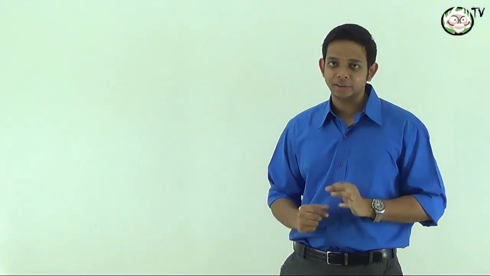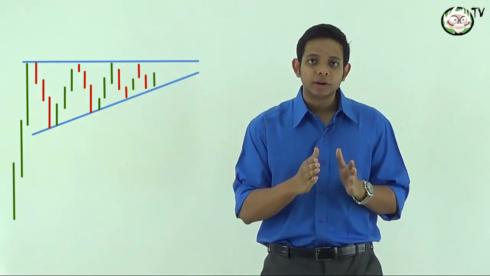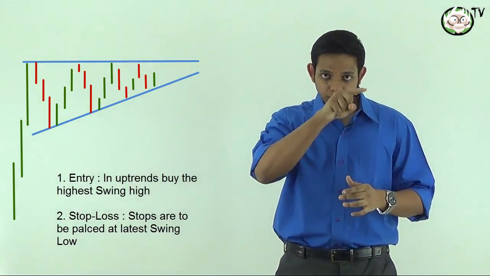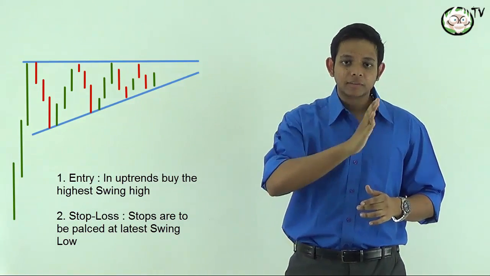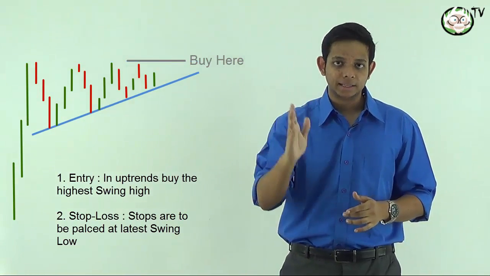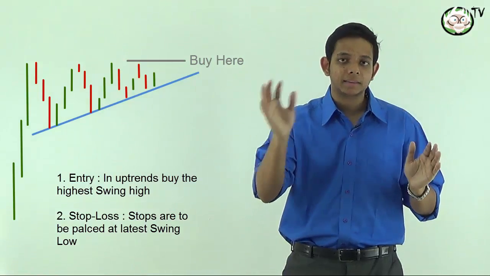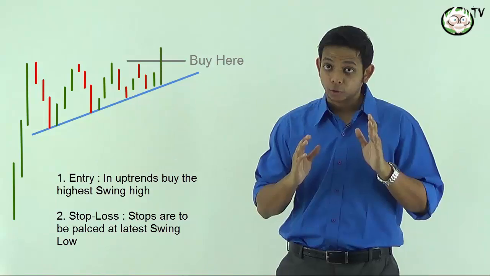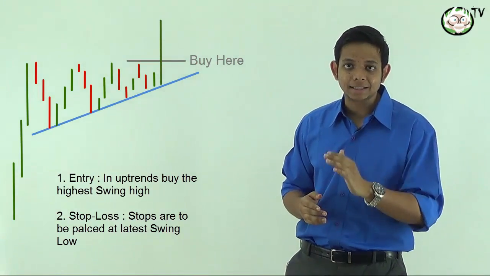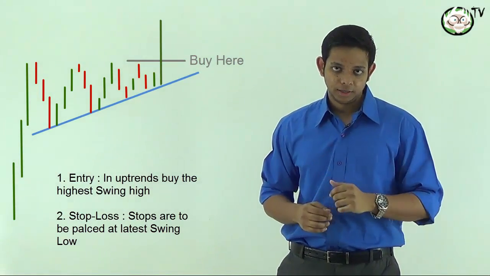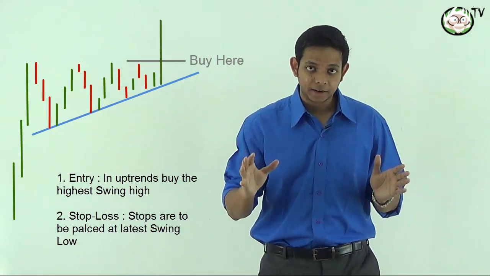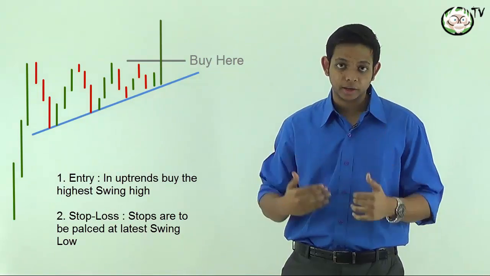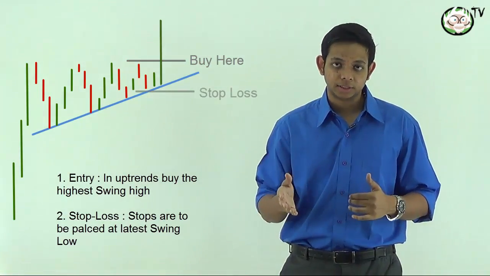So where is your entry point going to be? The entry point is going to be the highest point of that formation. So where you've drawn your resistance line, you have a couple of swing highs. The highest swing high in that area is going to be your entry point. And your stop loss is going to be the latest swing low. So the highest point in that area, the swing high, is going to be your entry, and the latest swing low is going to be your stop loss.